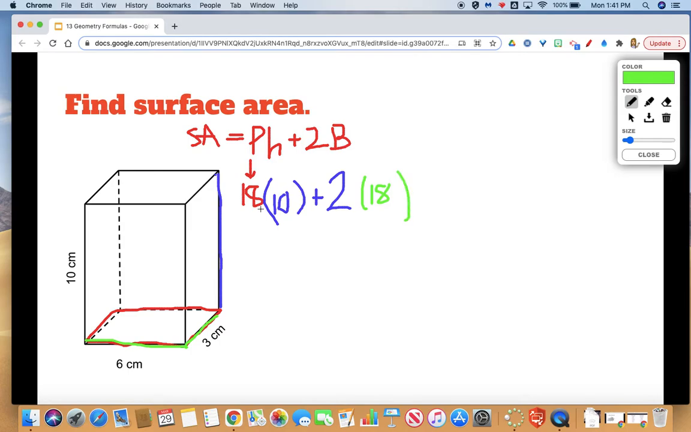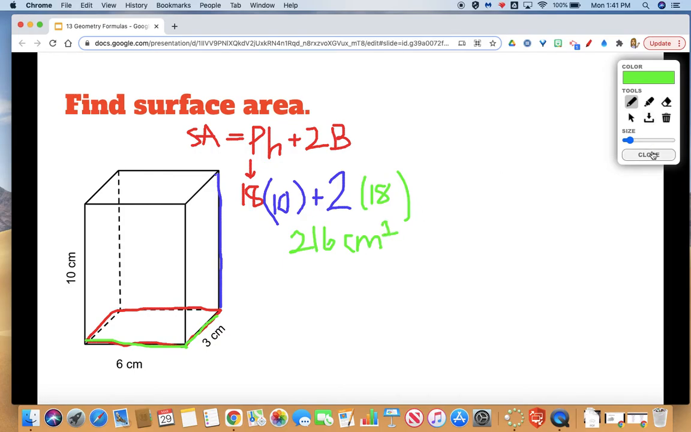Now let's plug that in. 18 times 10 is 180, plus 2 times 18, which is 36. I'm getting 216 centimeters squared.